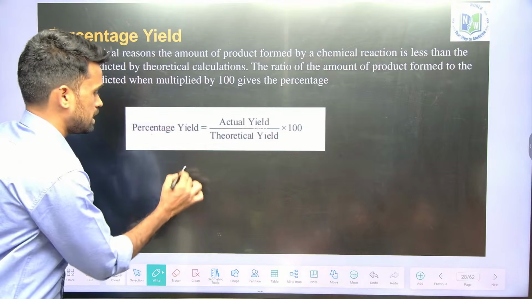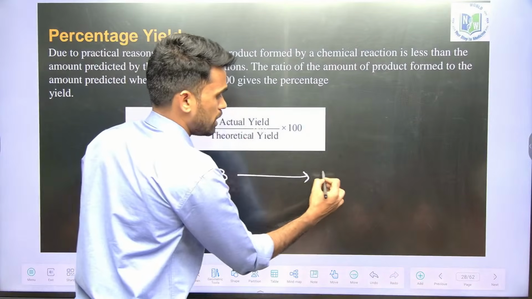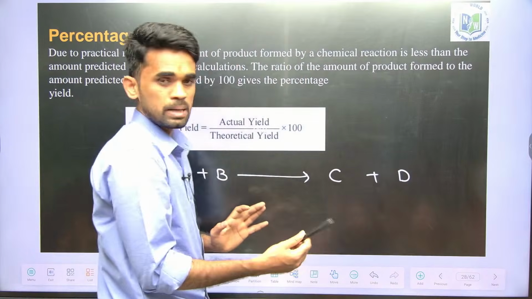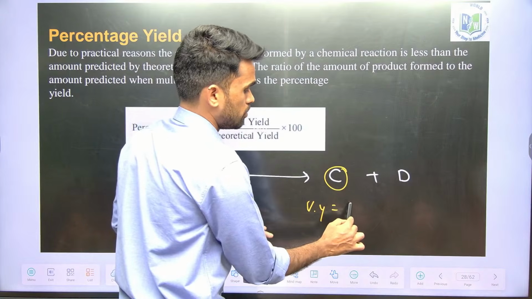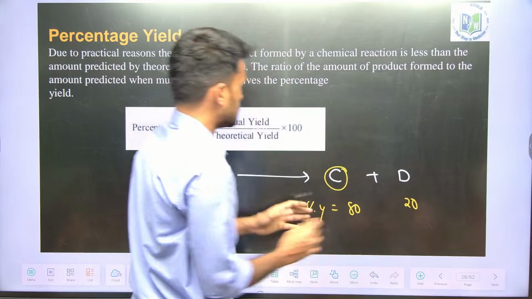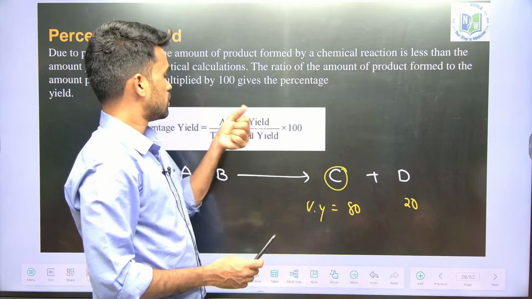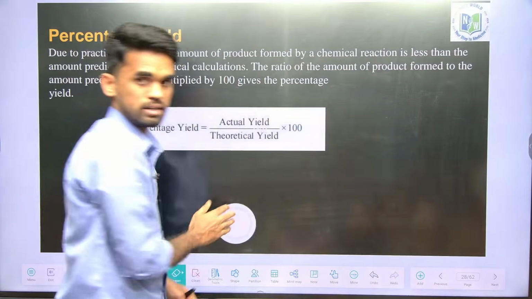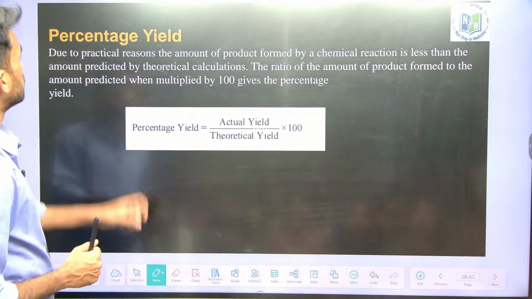Let us say A plus B, some reaction is taking place, we are going to get C, and some byproduct also formed, some D. So I am saying percentage yield, it means the quantity of C formed is some 80%, and D formed is 20%, like this. So how will we get these values? You can take this formula: percentage yield equals actual yield by theoretical yield. Actual yield means what you get when you are doing the experiment, that is the experimental yield, by theoretical yield. Okay, now read these ones.